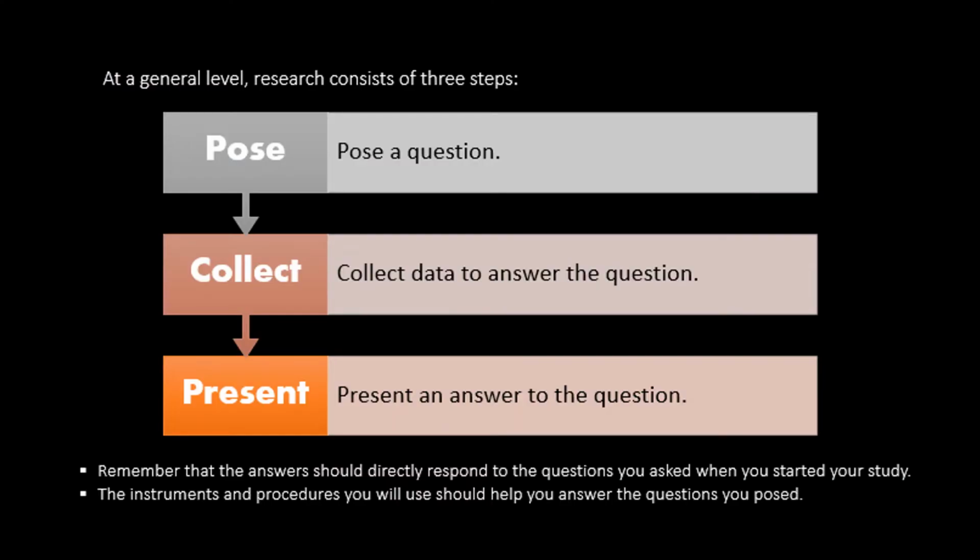In the previous discussion, we have discussed about the general level of research, which is consisted of three steps. First, pose a question. It refers to the statement of the problem. Second, collect data to answer the question. It refers to the treatment. And lastly, present an answer to the question. It refers to the results and discussion.